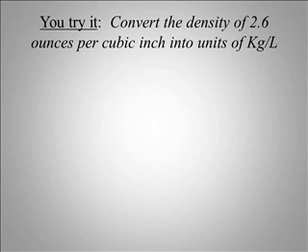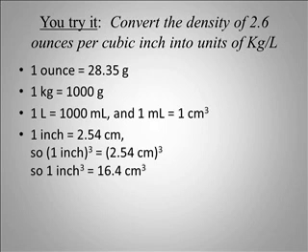Convert the density of 2.6 ounces per cubic centimeter into the units of kilograms per liter. Let's start off by seeing if we can identify our conversion factors. First of all, I look at this and I think, we're dealing with ounces. One fact I know is that 1 ounce is 28.35 grams. I write that down thinking I might make a conversion factor out of that. 1 kilogram is 1,000 grams. That might also be very helpful. In the metric prefixes, 1 liter is 1,000 milliliters, and 1 milliliter is the same as 1 cubic centimeter.